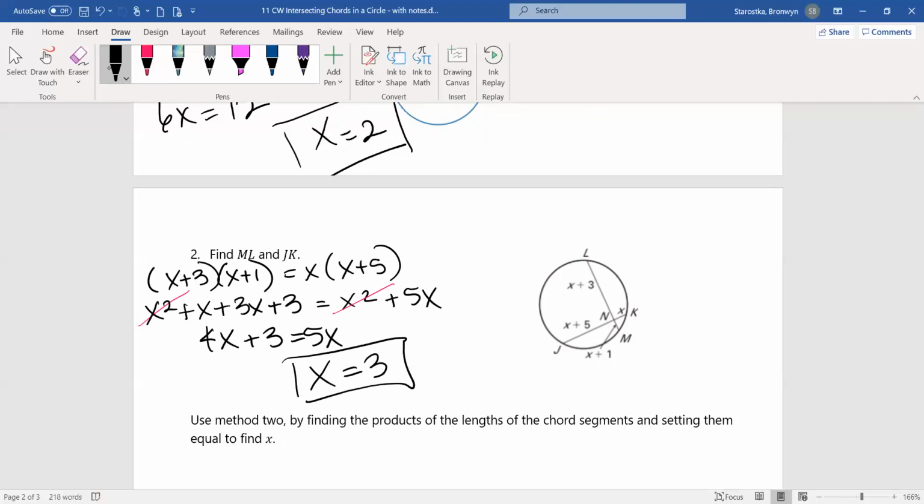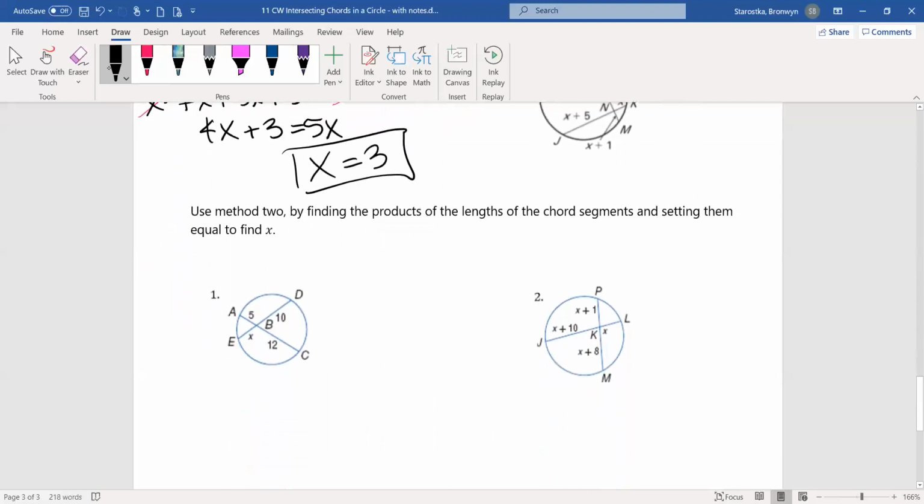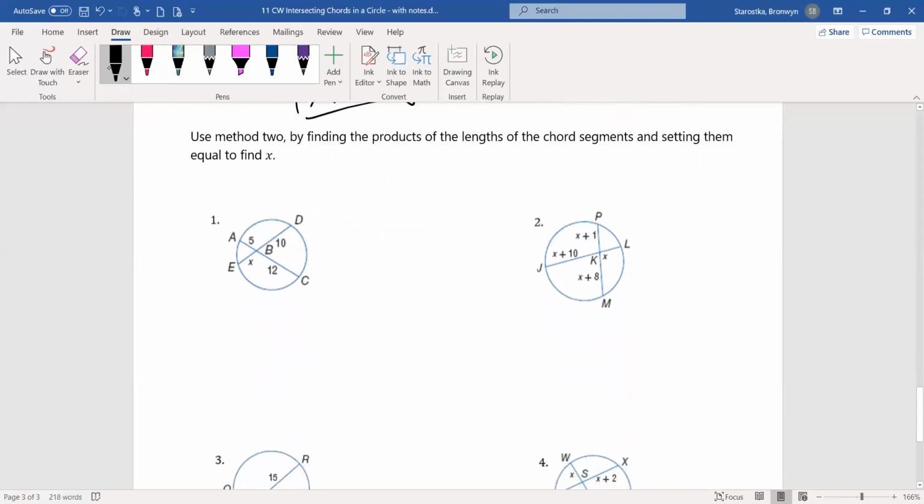Now we might have some factoring using the quadratic, but we're going to have nice numbers. There we go. We're going to use method 2 here to find the length of the chord segments and setting them equal to find x. So 10 times x, or x times 10, however you see it, and 5 times 12. So 5 times 12 is 60. 10x equals 60. X equals 6.